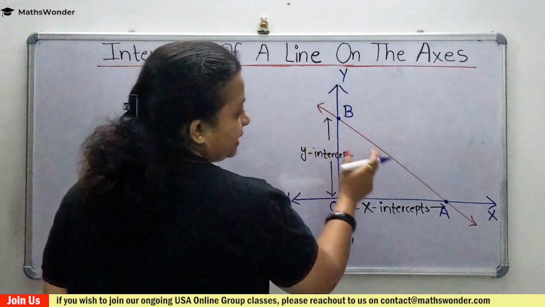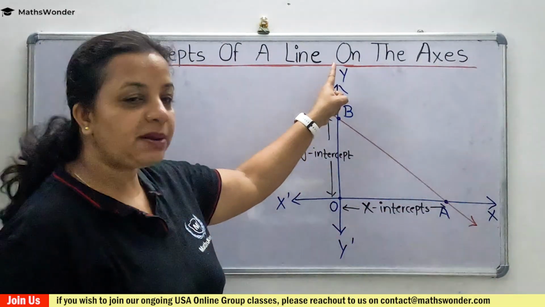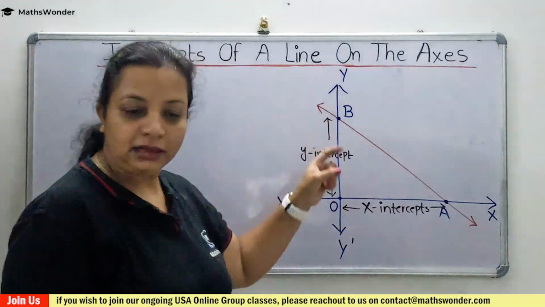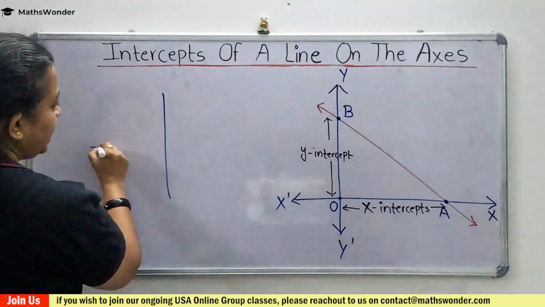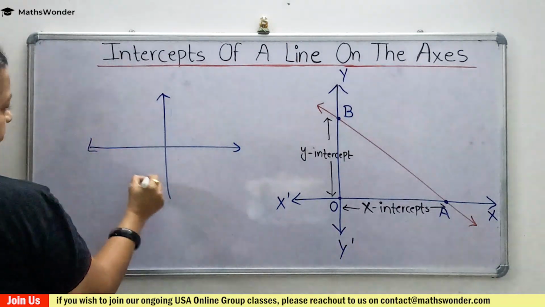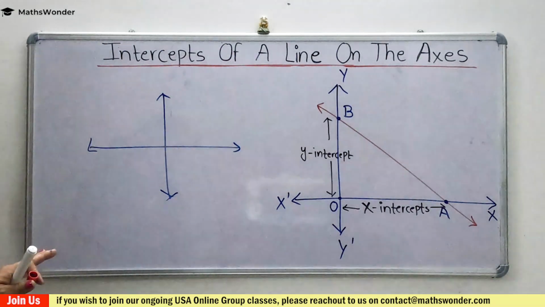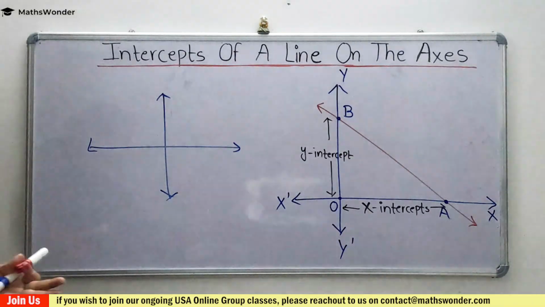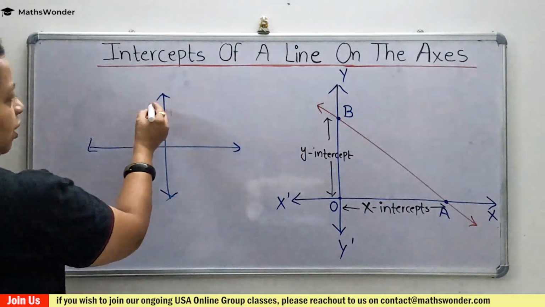How? See, this x is positive, as you know, and this y is positive. So this is the positive intercept, right? So basically the conclusion is the intercepts are positive or negative according as the line meets the positive or negative direction of the coordinate axis. So this is here, that's why we call it positive.